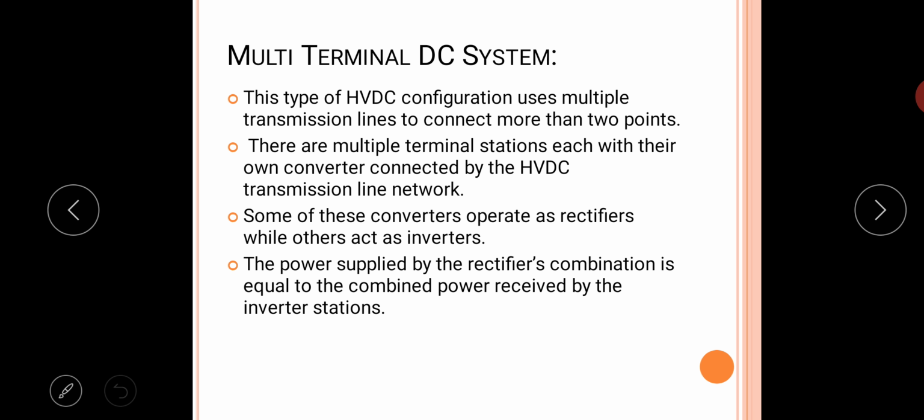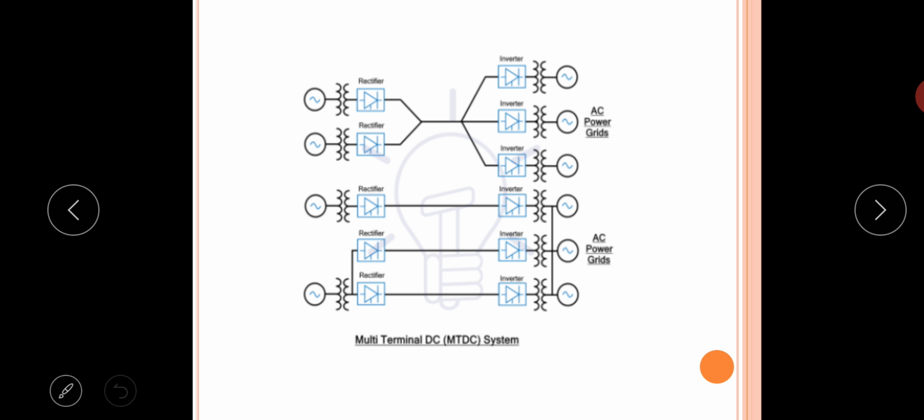Now let's see about a multi-terminal HVDC system. It is just an extension of a two-terminal HVDC system. Here we can have any number of rectifiers and inverters connected with each other, which means that multiple converters can be placed here.